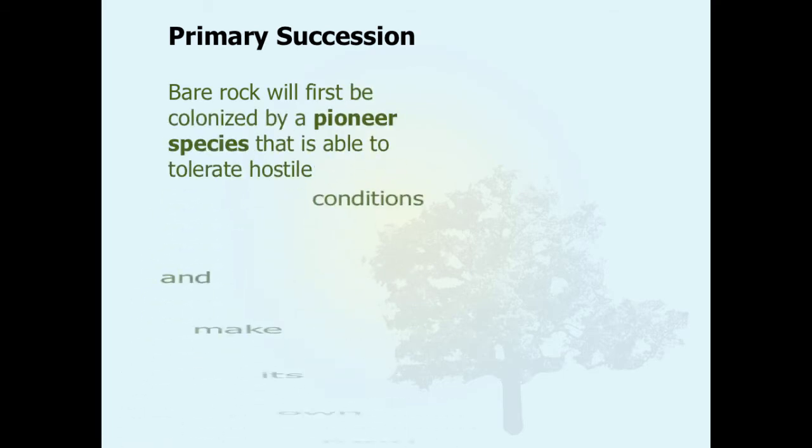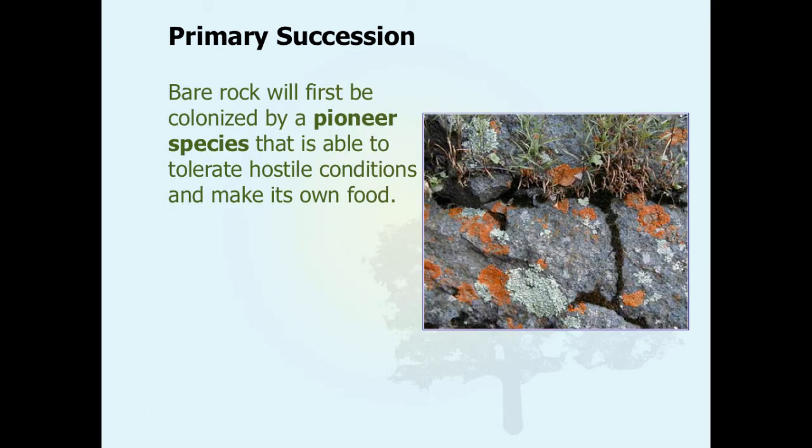So let's talk about primary succession. Bare rock will first be colonized by the pioneer species that is able to tolerate hostile conditions and makes its own food. So when we talk about primary succession, we're talking about nothing has ever lived here before. No living biotic things. There's not any soil. So the first thing we have to start with is rocks. Well, are rocks living or non-living? They're non-living. They're abiotic. A pioneer species is the first living thing to grow and thrive in an environment.